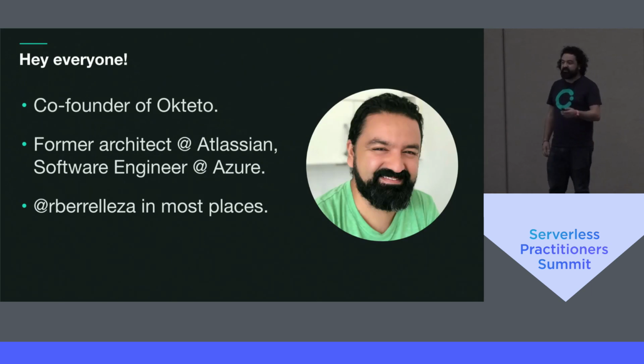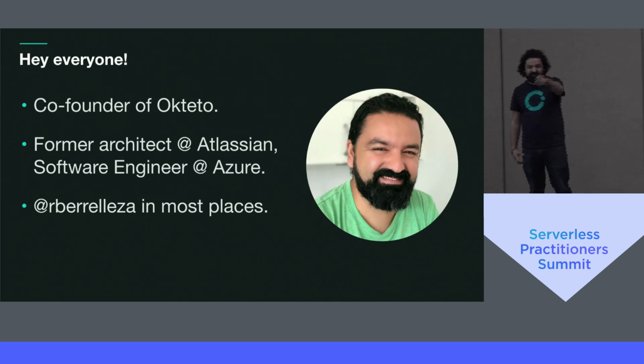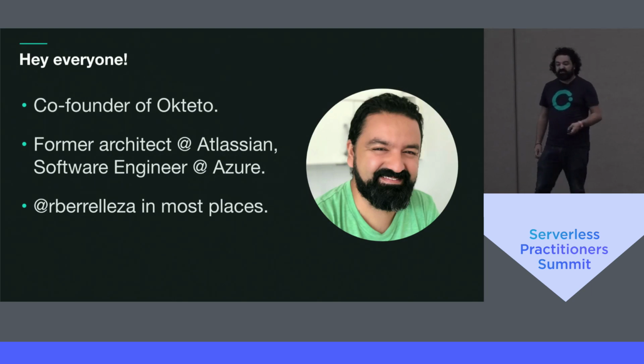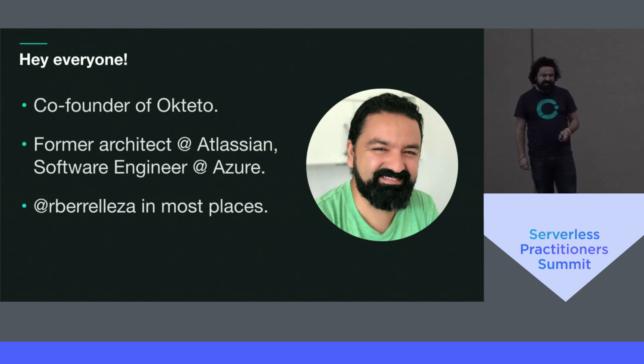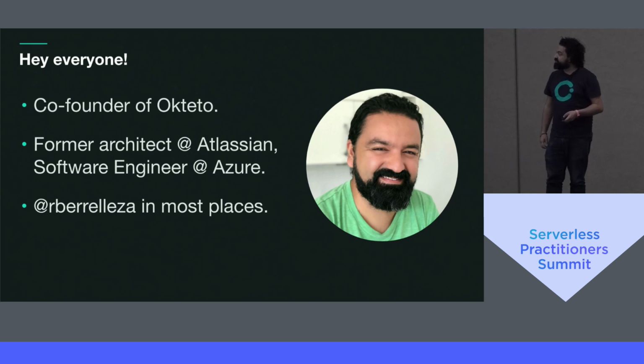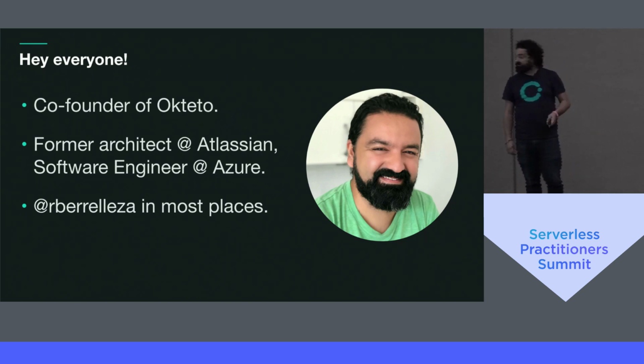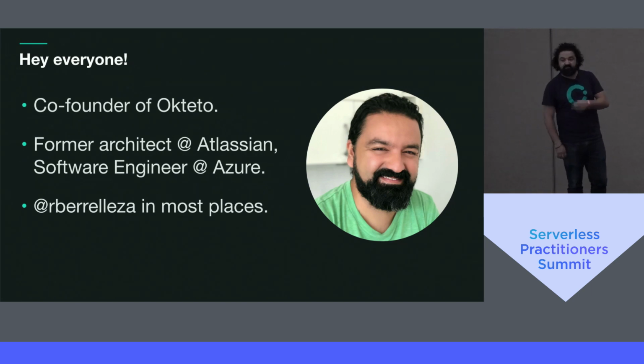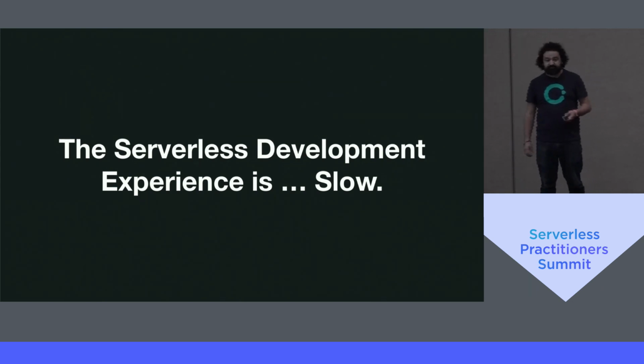So before I start, a little bit about me. I'm Ramiro. I'm one of the co-founders of Okteto. It's an open source project and a company that Pablo over there and I are building. Before Okteto, I used to be an architect at Atlassian. And before that, I used to be part of the service bus team at Azure. If you want to connect later, I'm Ramiro Berrelleza, on Twitter, Stack Overflow, and most places.